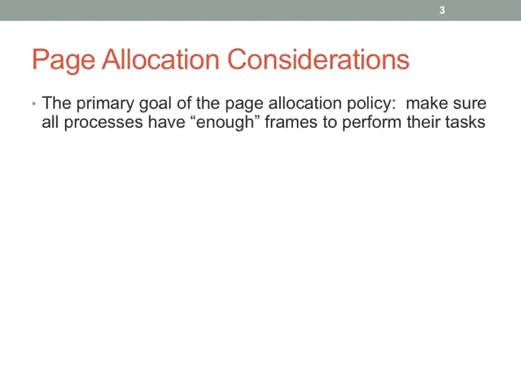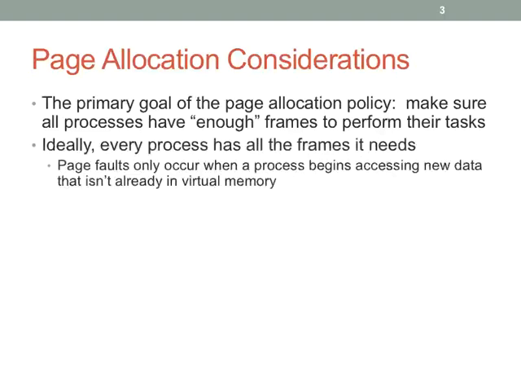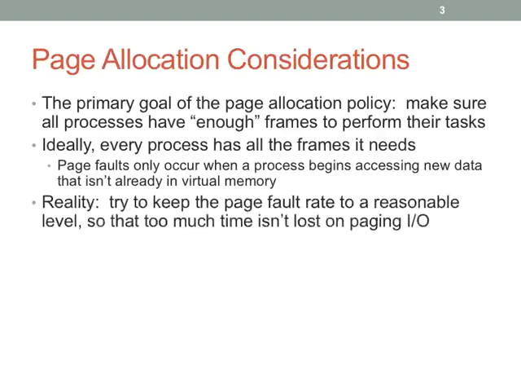So the main goal: make sure everybody has enough frames. That's easy enough. What that really specifically means is much more challenging. In general, we'd like to make sure that processes have the frames that they need. Again, if the working set of the process is relatively small, then we're okay, because they'll be able to have all the pages that they need loaded into the frames that they have, and everything will just go fine.